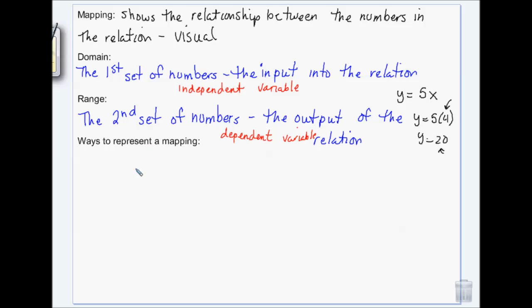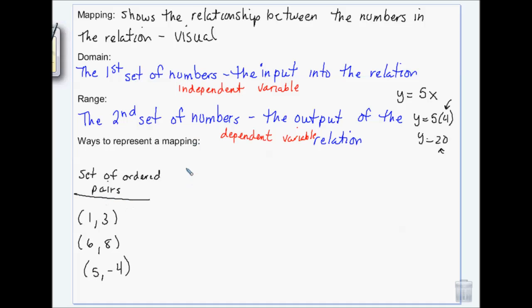So there's a couple different ways to represent a mapping. You can do a set of ordered pairs. You can do a table.